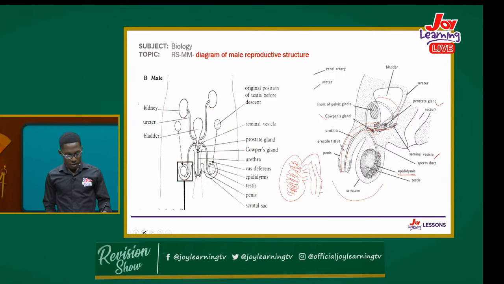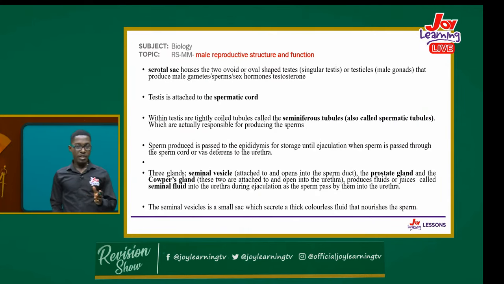Okay. Now let's look at the notes, which I've already described. In the exams, we want to see the word scrotal sac and the word testis and its function. Then attached to the testis, inside, is the seminiferous tubule. And I said the sperms are stored in the epididymis. Then this spermatic cord is connected at the epididymis when we want sperm to move out.